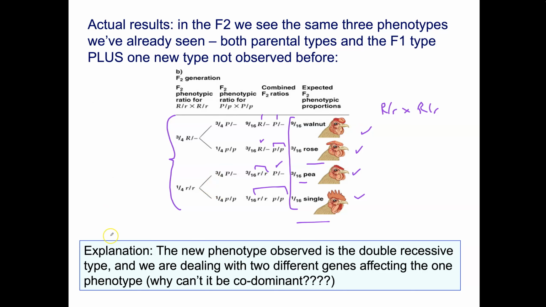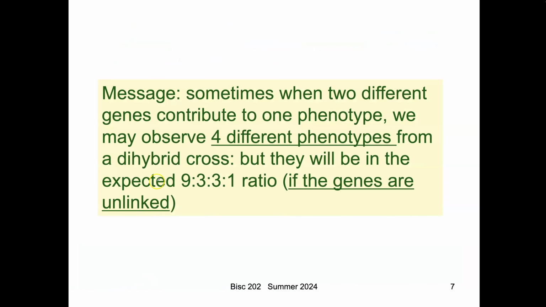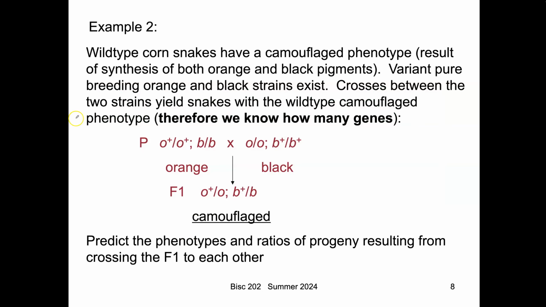So have a look at that and just make sure that you understand how that worked. And the appearance of this new phenotype is one of the, first of all, the ratios, of course the ratios, but also another piece of evidence that we're talking about multiple genes is this appearance of a 4th phenotype. Okay, so this is just a message thing which you can read on your own.